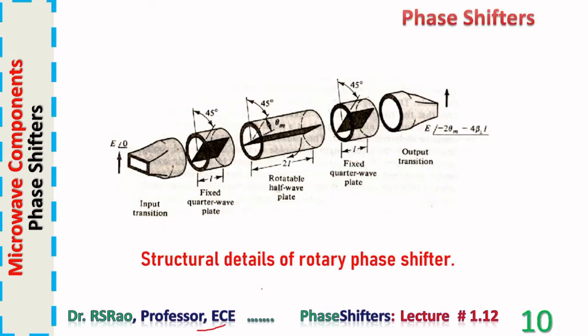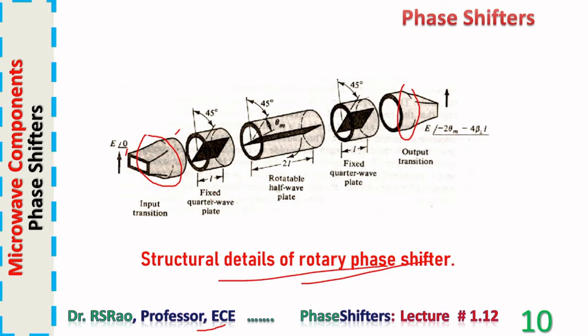Here is given the structural details of rotary phase shifter. Here is one transition, let us say input transition. At the other end is another transition, output transition. You see the mouths, the openings, the ports of these transitions are rectangular, circular. One is rectangular, another is circular. In the other transition also.